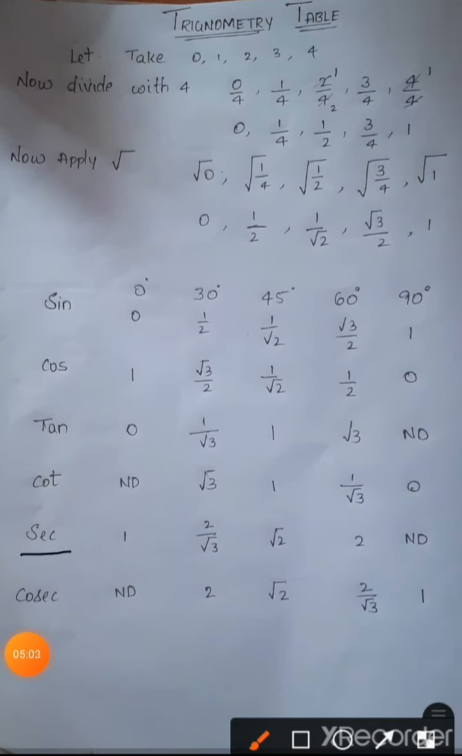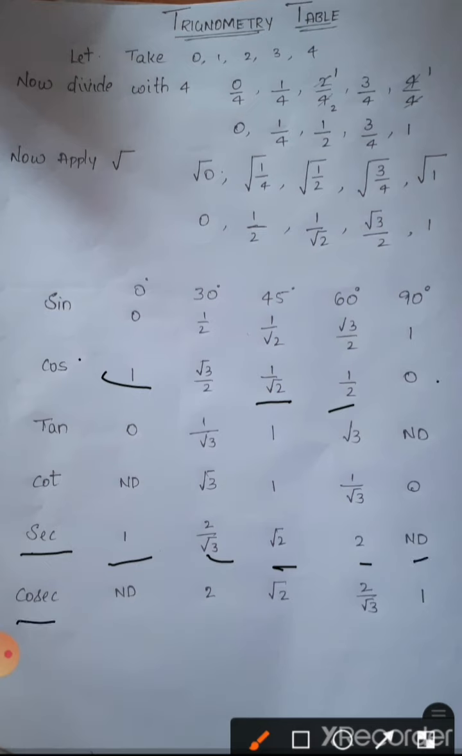Now let's see secant theta. Secant theta is the reciprocal of cos theta. Here cos 0 is 1, and the reciprocal of 1 is 1. The reciprocal of root 3 by 2 is 2 by root 3. The reciprocal of 1 by root 2 is root 2. The reciprocal of 1 by 2 is 2. And the reciprocal of 0 is not defined.